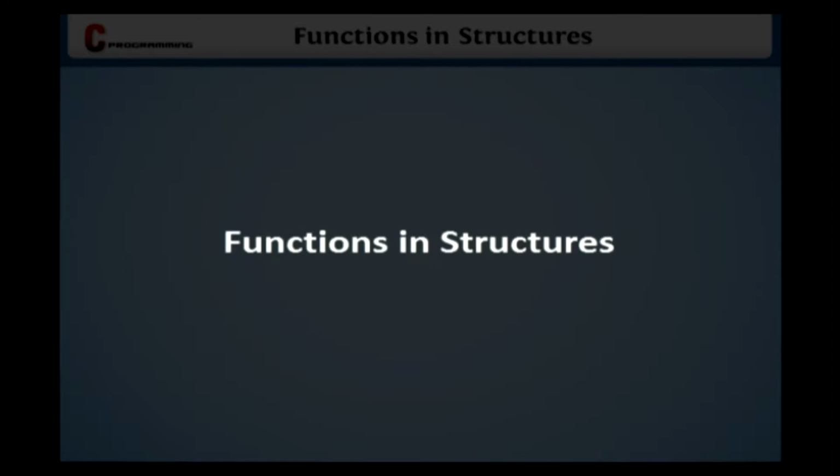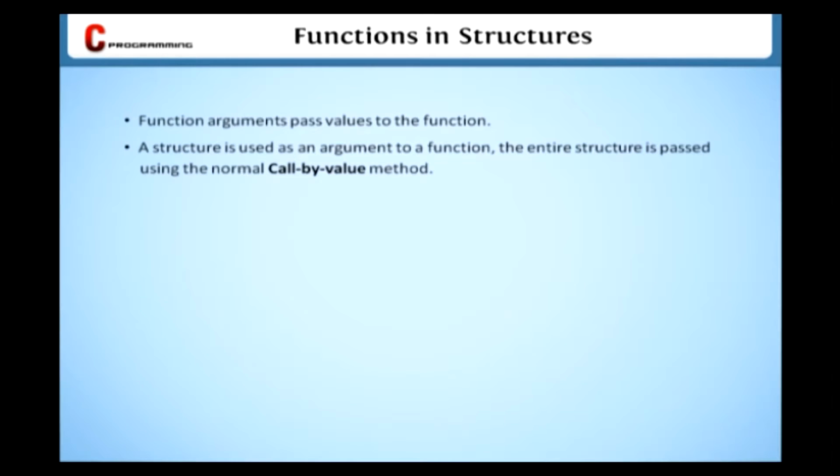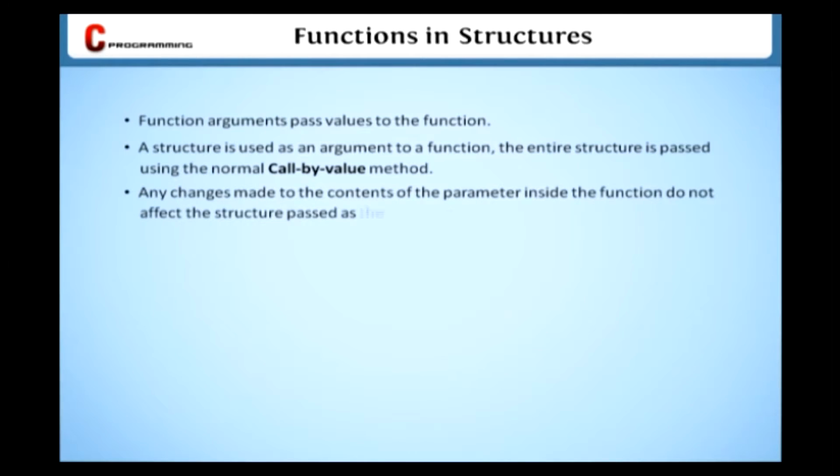Functions in structures. Remember that function arguments pass values to the function. Each value is a number, perhaps int, float, ASCII character code, or perhaps an address. When a structure is used as an argument to a function, the entire structure is passed using the normal call by value method. Of course, this means that any changes made to the contents of the parameter inside the function do not affect the structure passed as the argument.